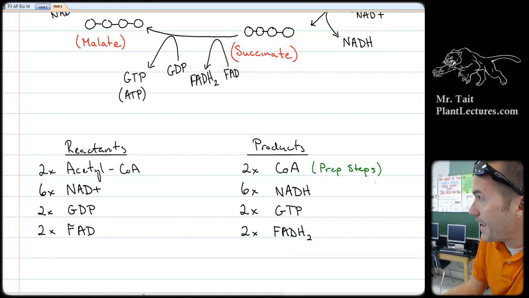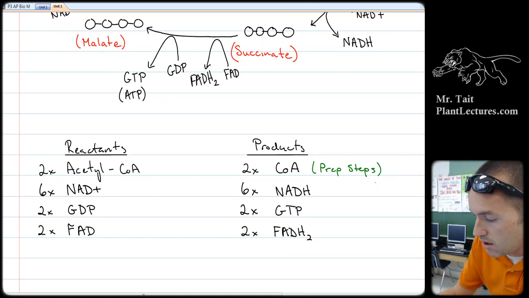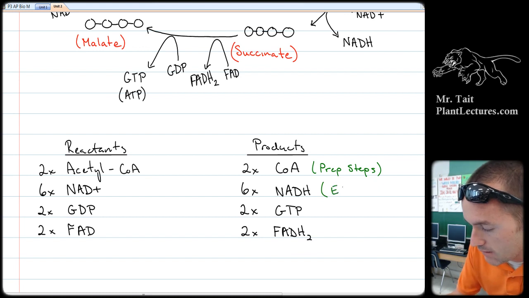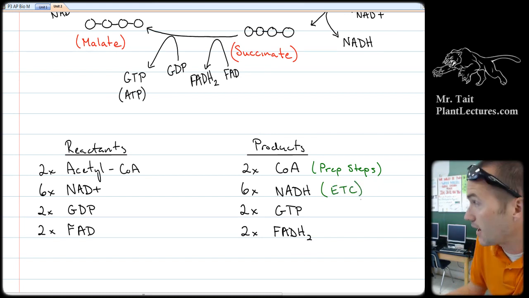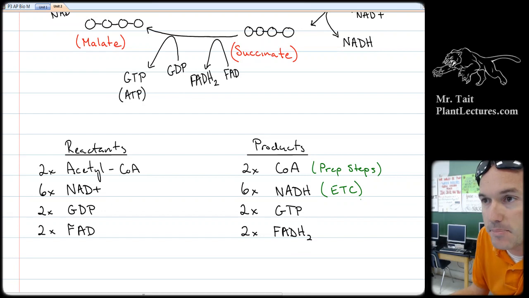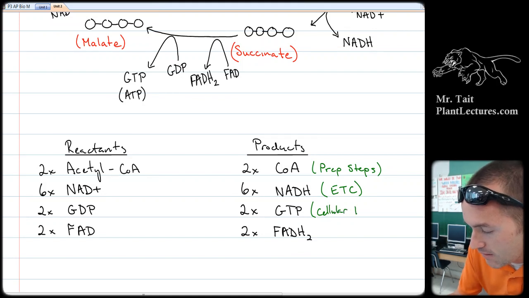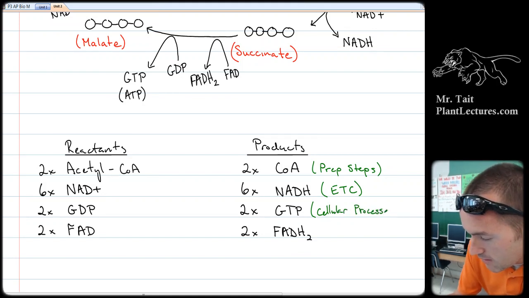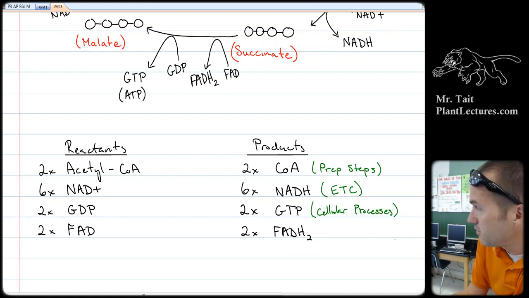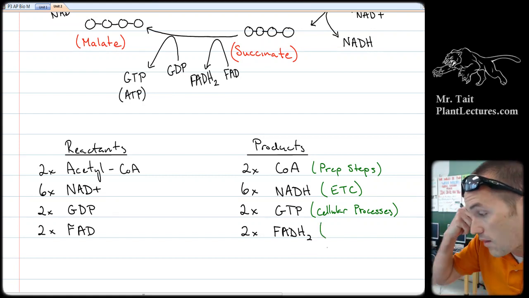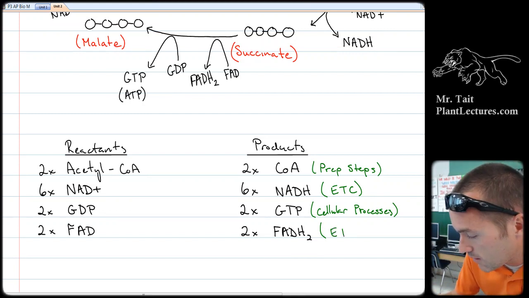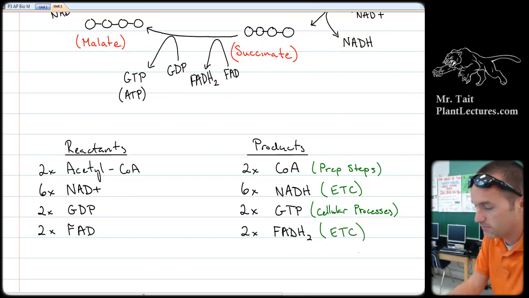Where are the NADHs? Yes, they're going to go to the electron transport chain because they're carrying high energy electrons. What about the GTP? Cellular processes, ready for use. It can be used for whatever now. They're good to go. FADH2? Electron transport chain because they're carrying high energy electrons.